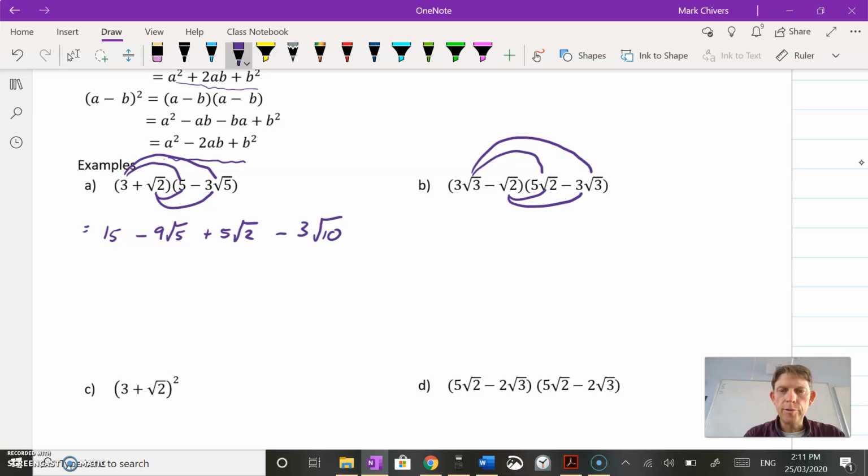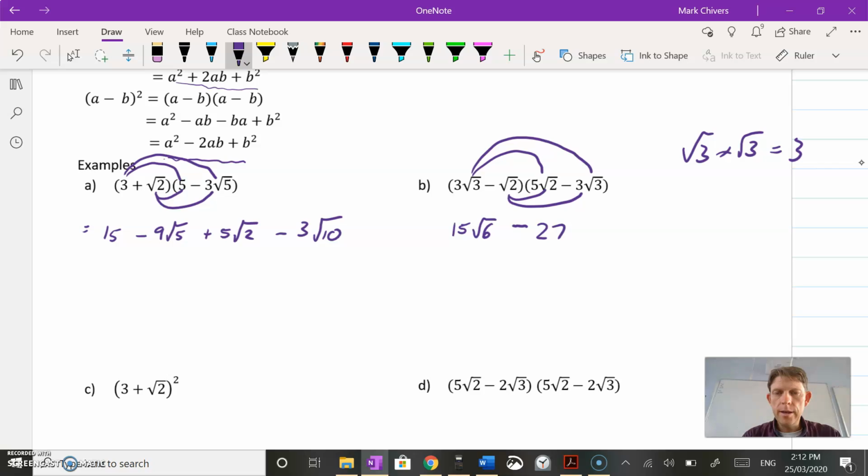So I multiply everything through. 3 root 3 times 5 root 2 is going to be 15 root 6. 3 root 3 times negative 3 root 3 is going to be negative, well, root 3 times root 3 is just 3. 3 times 3 is 9. So 9 times 3 is 27. Because there's two surds there that are the same, root 3 times root 3 is just going to equal 3, because that's the same as root 3 squared.